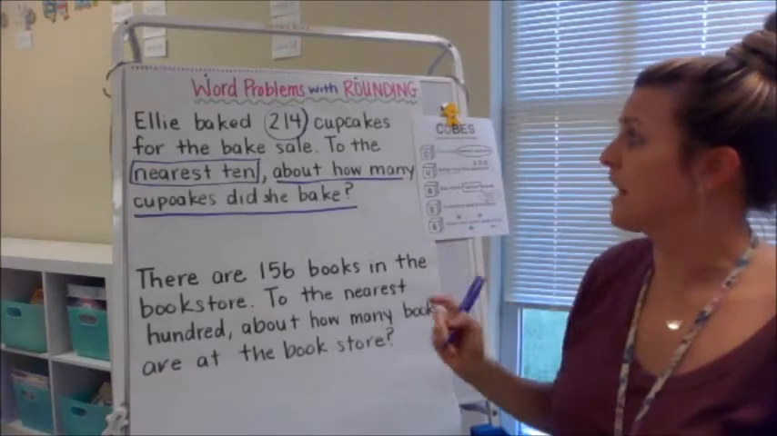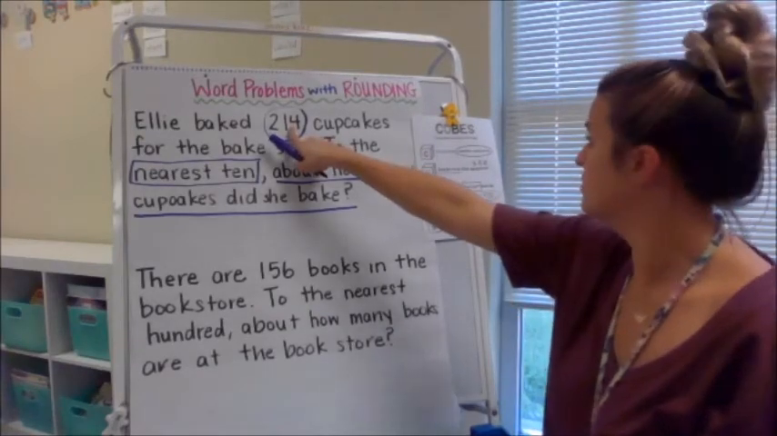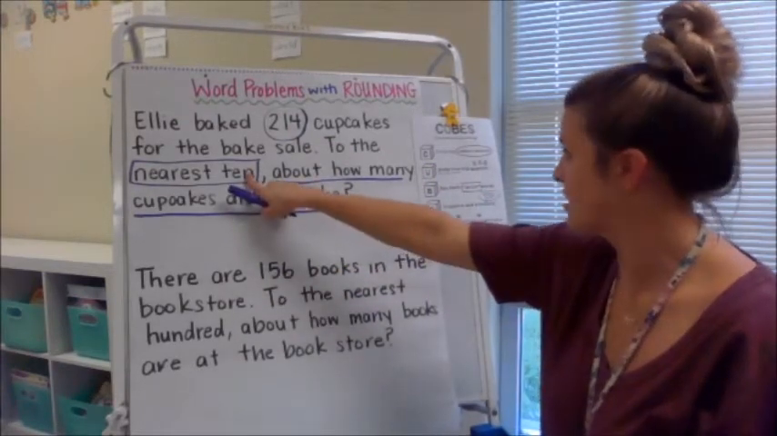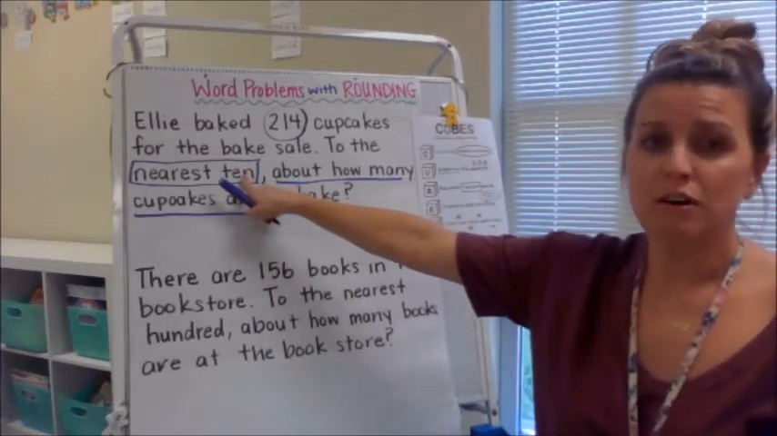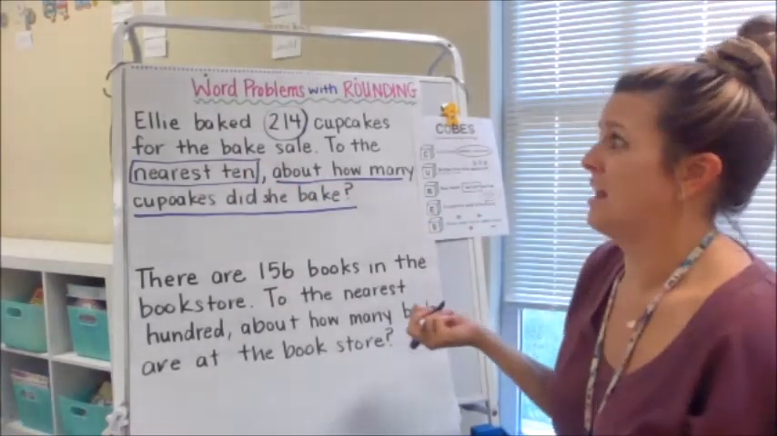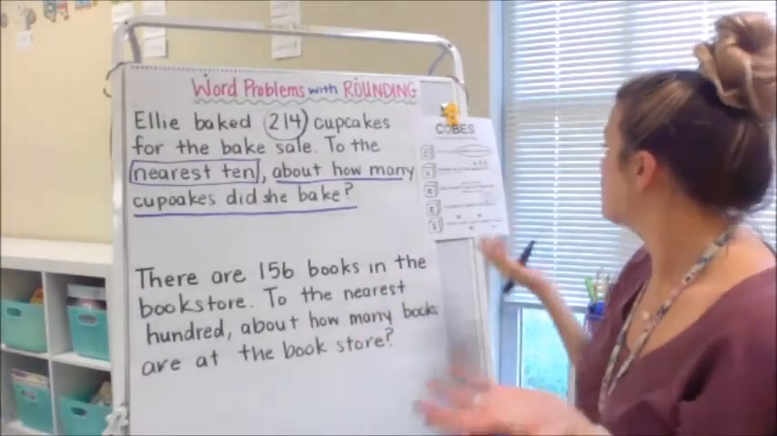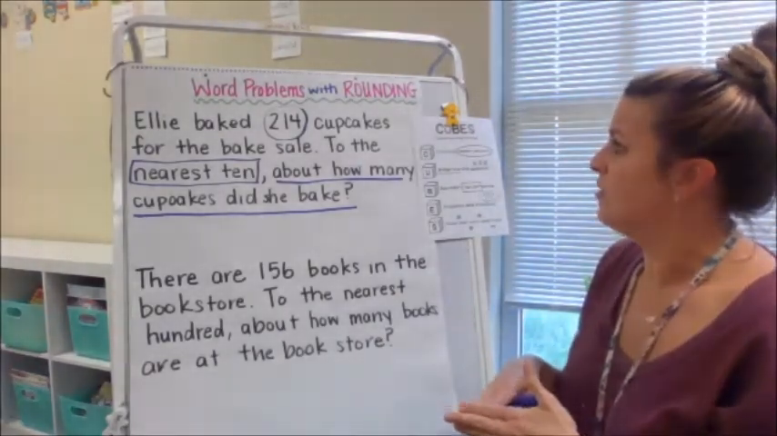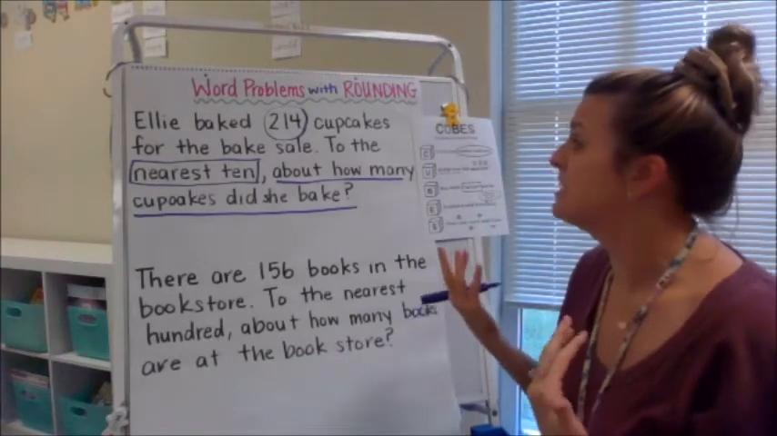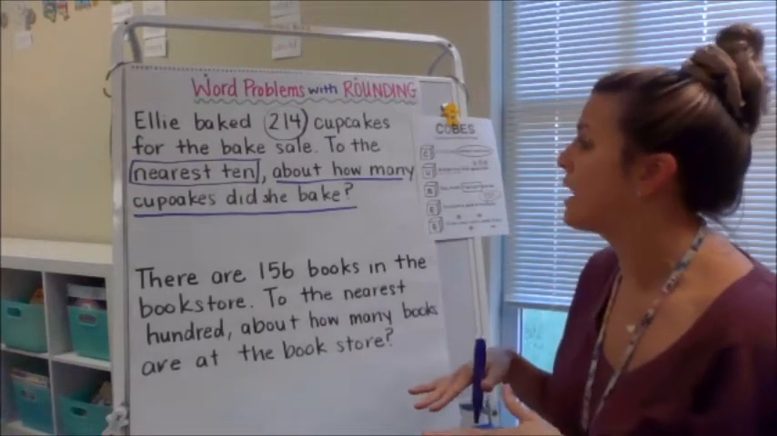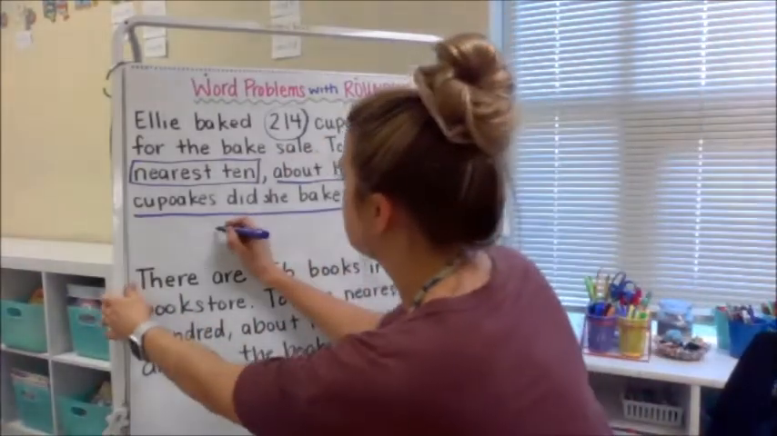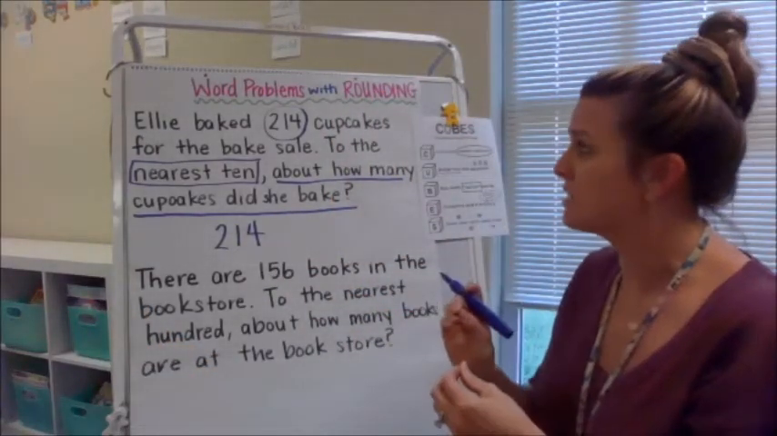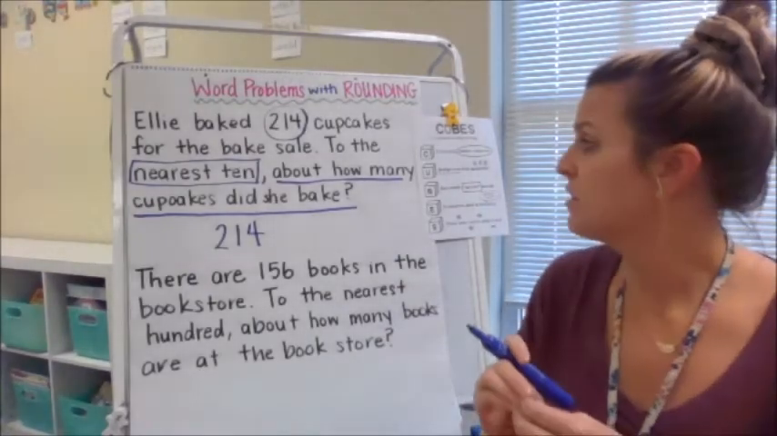And so now we have done our C, circle the key numbers, U, underline the question, B, box my math action words. So now we are going to evaluate, and there's really nothing to eliminate in here. All the information, we need it. So we're not going to eliminate anything, and we're also going to show our work as we're evaluating. So what do I need to do? Well, I need to figure out to the nearest 10 about how many cupcakes did she bake. So here is my number, 214. So now I'm going to be rounding 214 to the nearest 10.